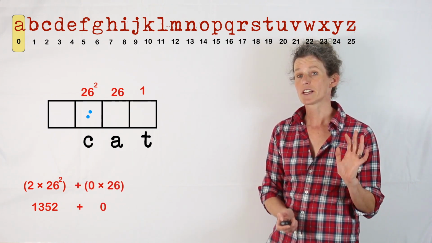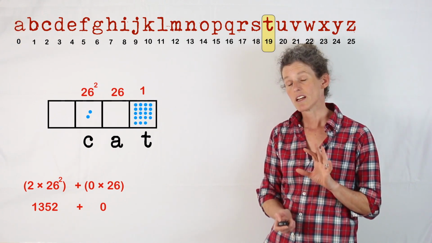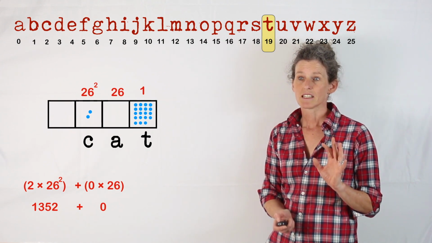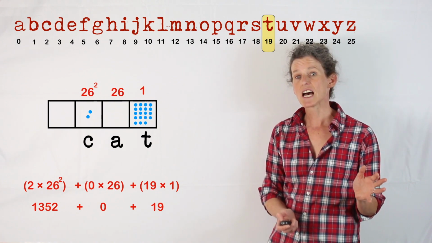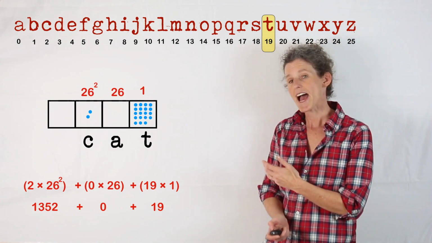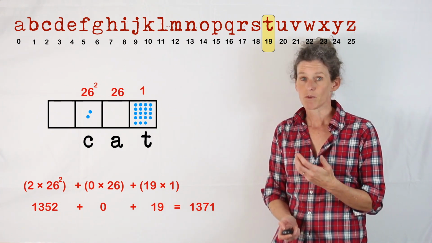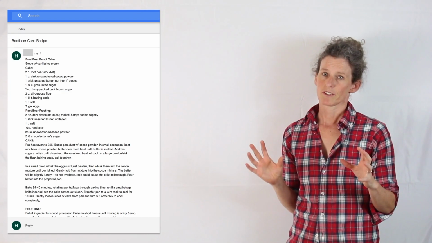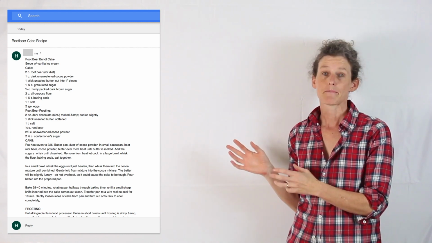Okay. Now the letter T. T has a value of 19, so I'm going to put 19 dots in that box. So 19 times 1, well that's 19. When I add it all up, this word, cat, is secretly the number 1,371. Very cool, right? So now we're going to get even crazier. So here we have an email from my mom.